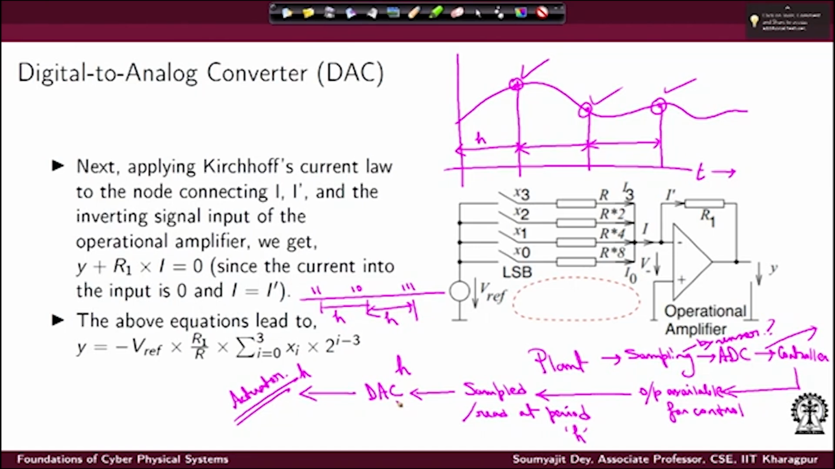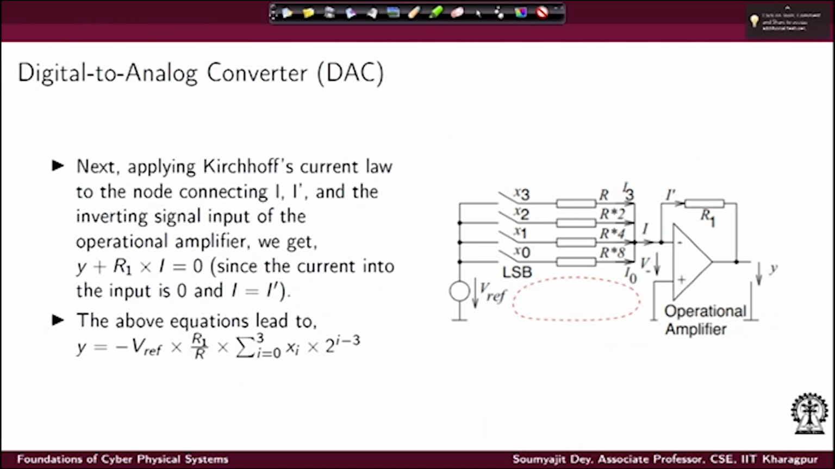Okay. Now the question is, how does this kind of sampling happen? Let's say the sensor is continuously taking the measurement, so it is generating a signal like this. But like I said, I am going to read the signal only at specific points, right? So one idea of doing such sampling would be something like this. You can have a very simple sample and hold circuit.